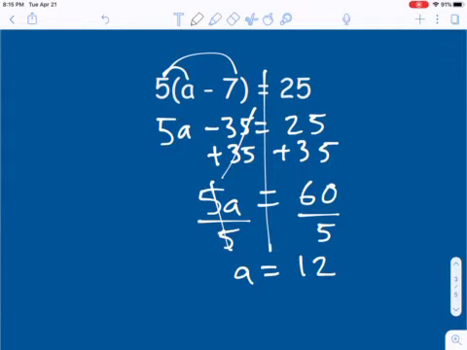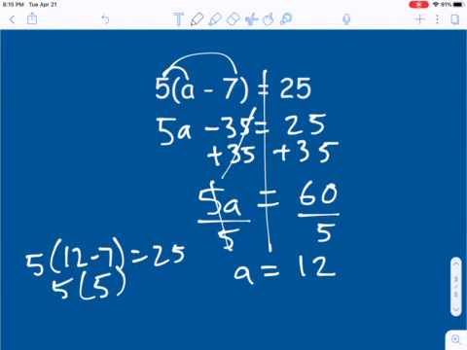And then if I put 12 into that original equation, into 5 times (a minus 7) equals 25: 12 minus 7 equals... well, 12 minus 7 is 5. And I'm multiplying that by 5, and that is 25. And that's equal to this 25 over here.